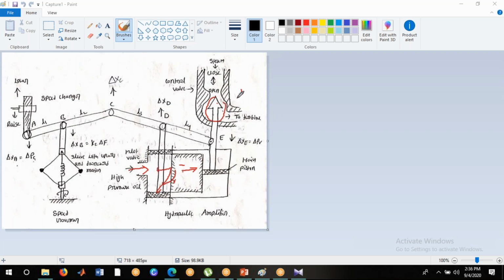Then it moves in the upward direction. When it moves upward, the valve is closed. See here, if the steam is closed, the valve should go downwards. Now, when it is open, this is the position of open and close. When it is open, it means upwards. When it is closed, it goes downwards. So based on the requirement of steam injected into the turbine, it is controlled by this hydraulic amplifier.